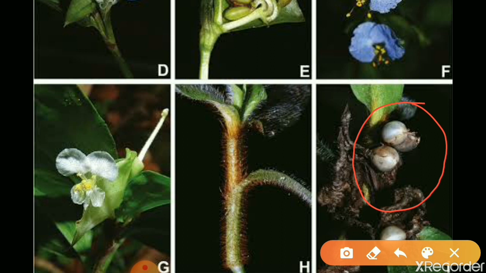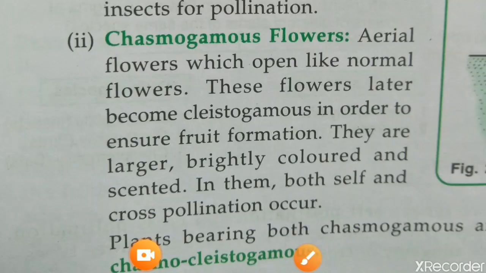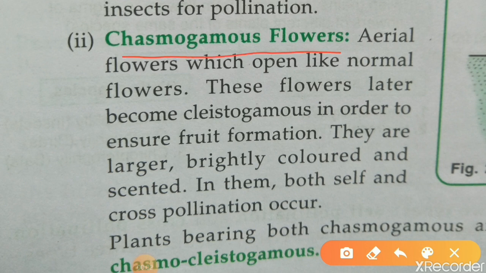Okay, they are underground flowers, not having particular color, not producing smell, not producing honey or nectar. All these are the characteristic features of what? Cleistogamous flowers. Because in these flowers, which type of pollination takes place? Self-pollination only takes place. Is it clear? Next we can learn about chasmogamous flowers.